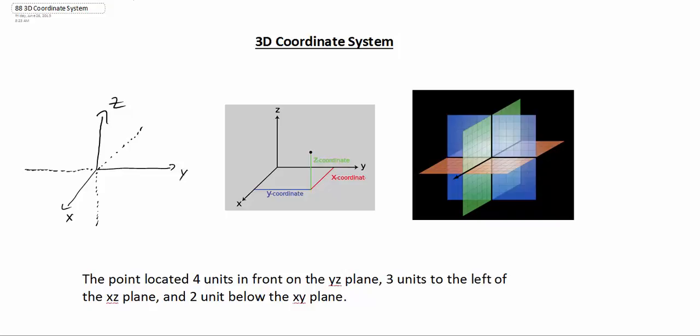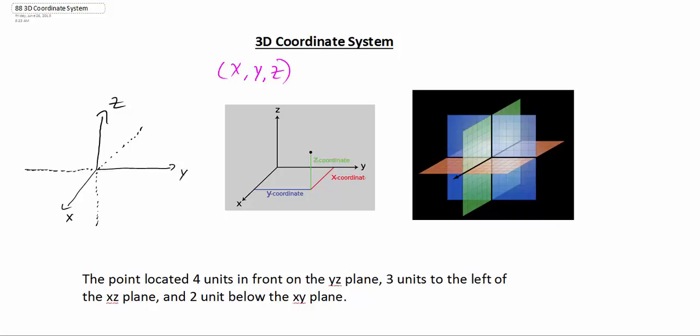So if we look over here at the picture in the middle, we notice we have the x-coordinate, y-coordinate, and z-coordinate. So now we're going to have an x, y, and z. So instead of having an ordered pair, we have an ordered triple. And they're always going to be your x-coordinate first, your y second, and your z-coordinate third.